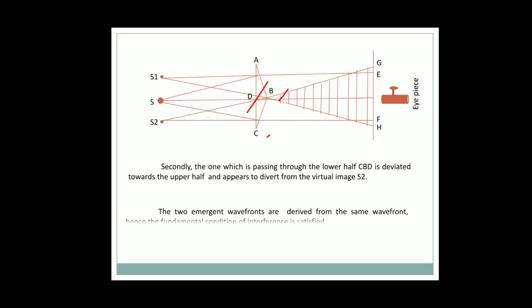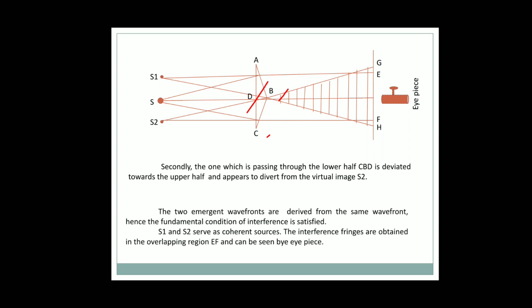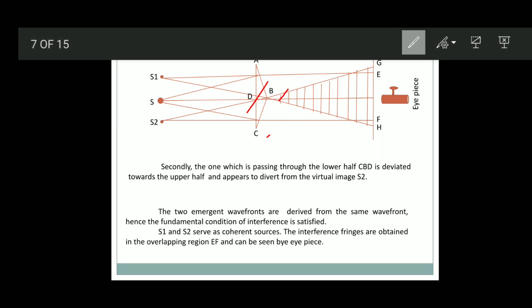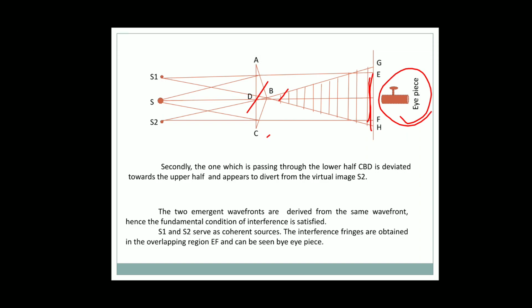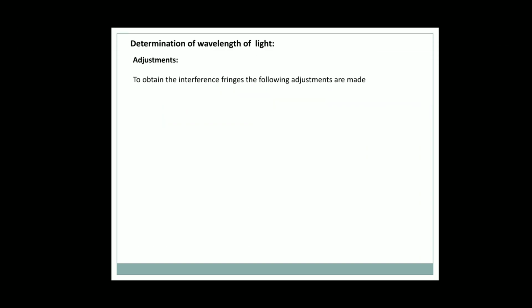S1 and S2 come from the same source. Hence, the fundamental condition of interference is satisfied, so S1 and S2 serve as coherent sources. The interference fringes are obtained in the overlapping region EF on the screen. In this overlapping region, the interference fringes, bright and dark, can be viewed by using the micrometer eyepiece.